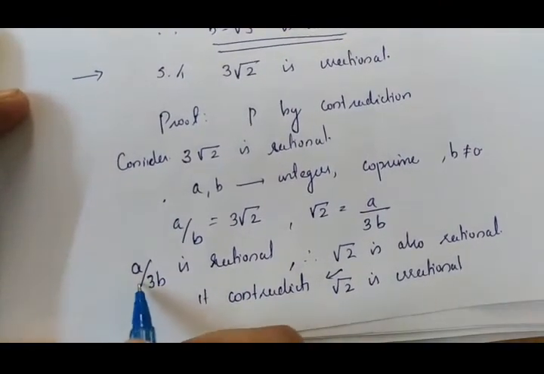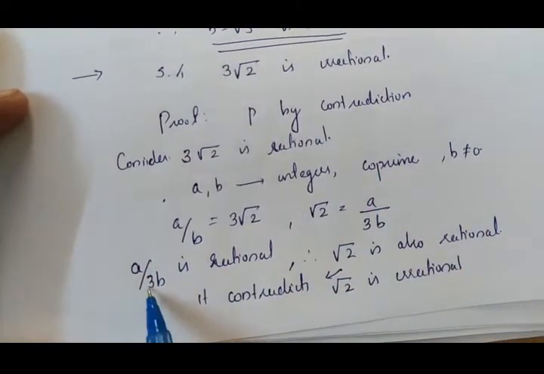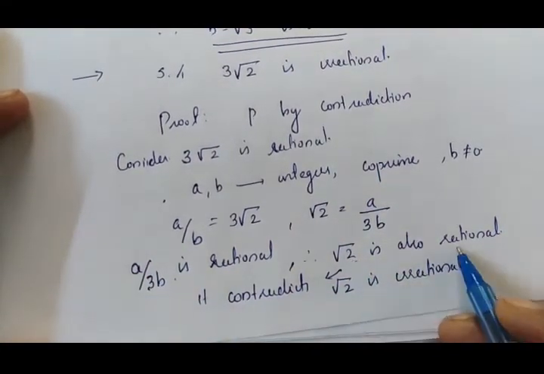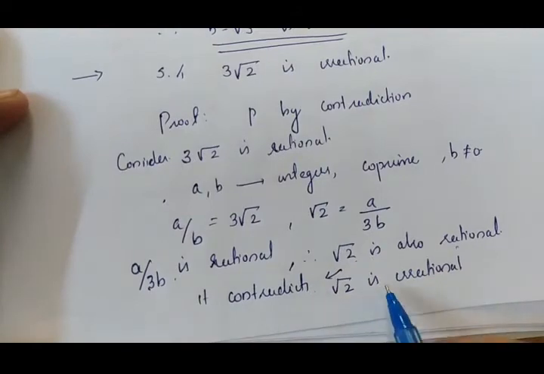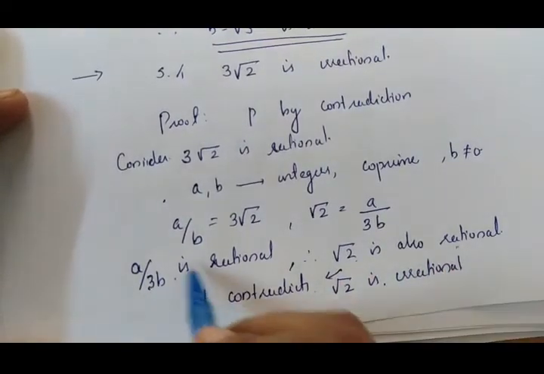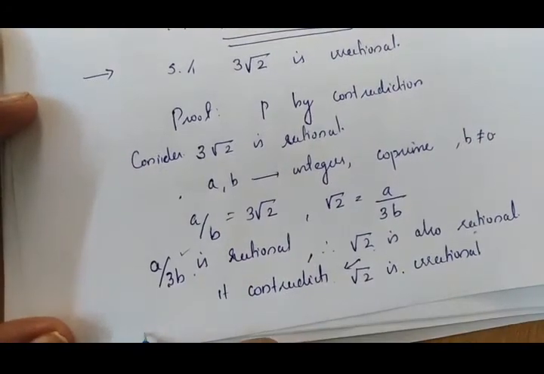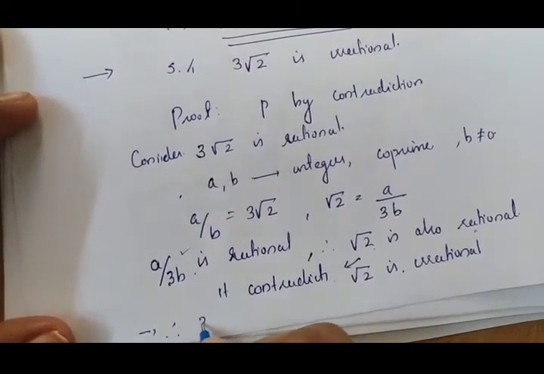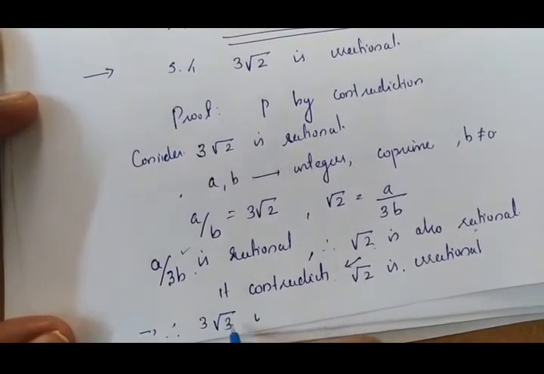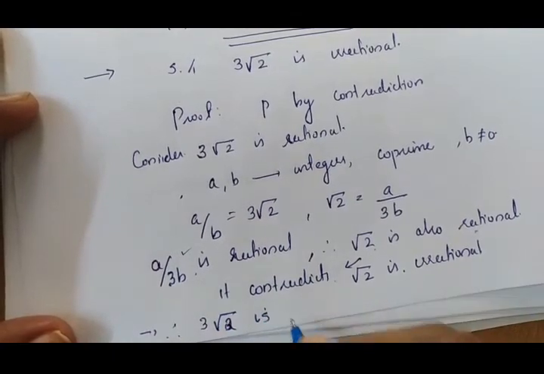So the assumption is false. A divided by 3b is rational: this statement is false, since it contradicts root 2 being irrational. Hence this statement is also false. Hence we can say that 3 root 2 is irrational.